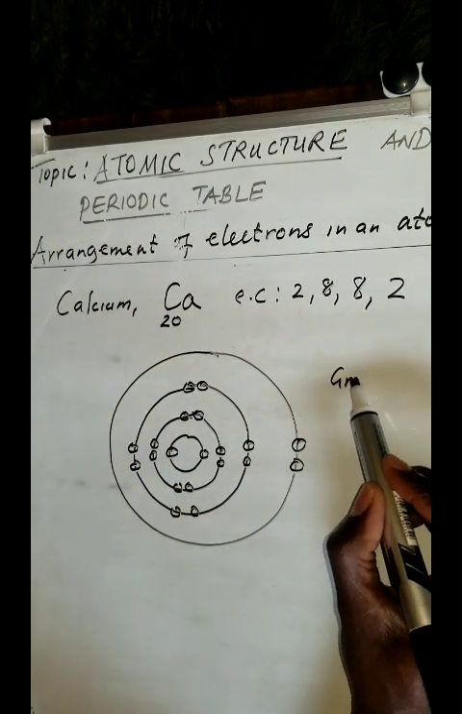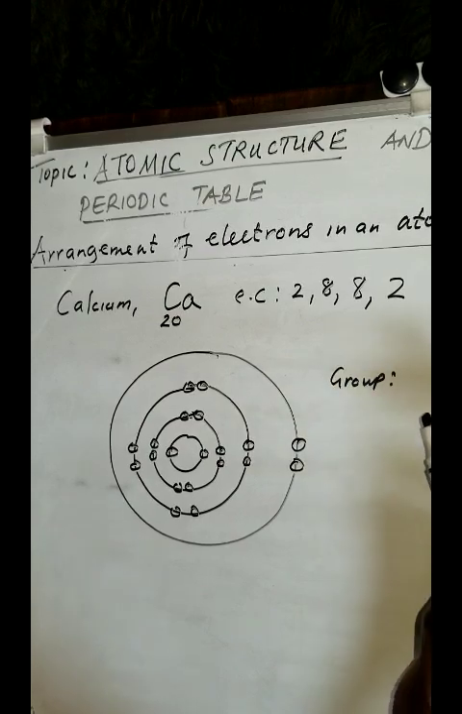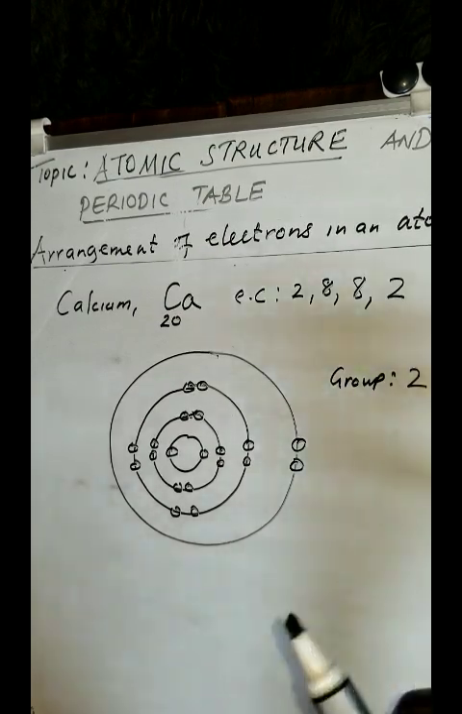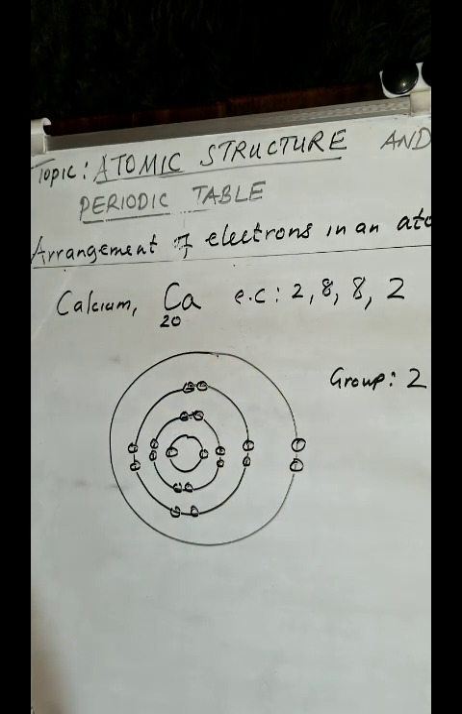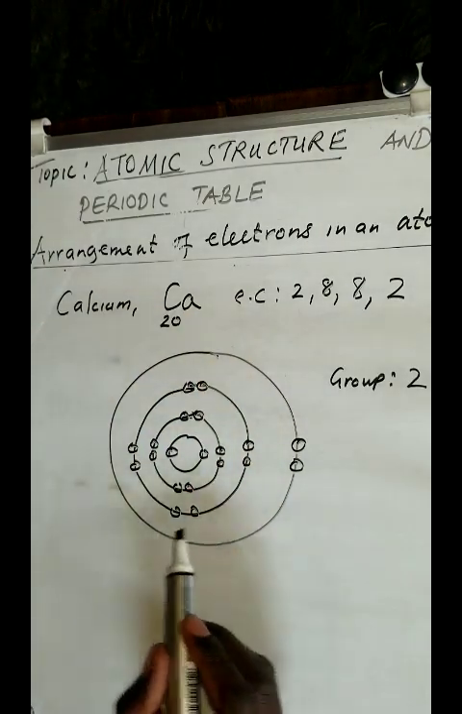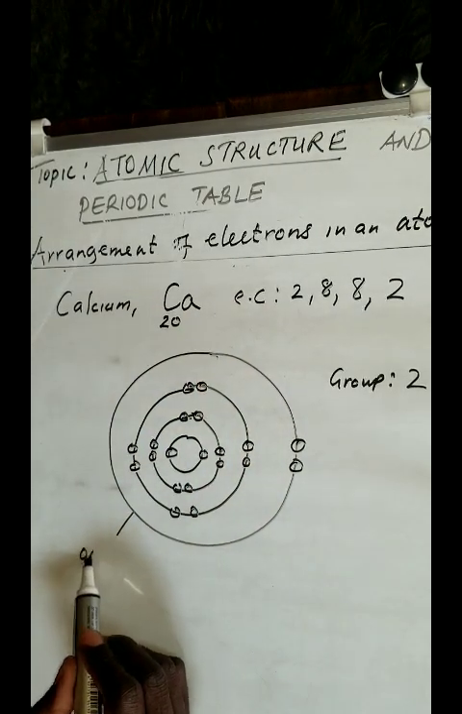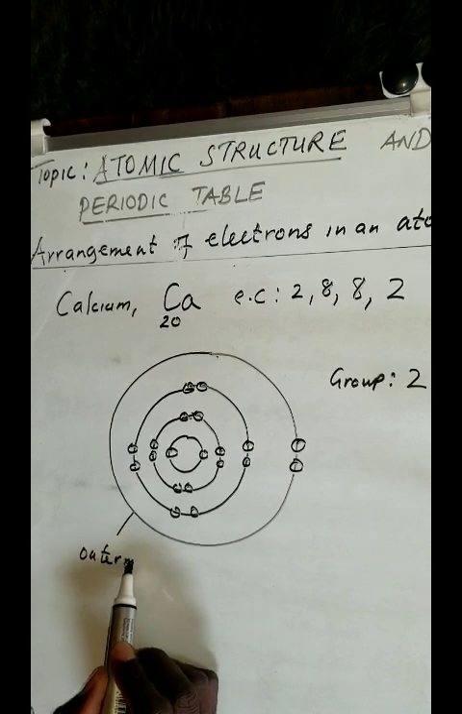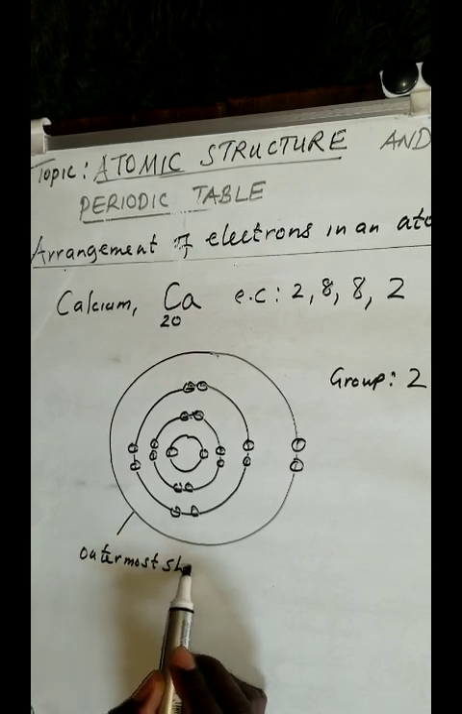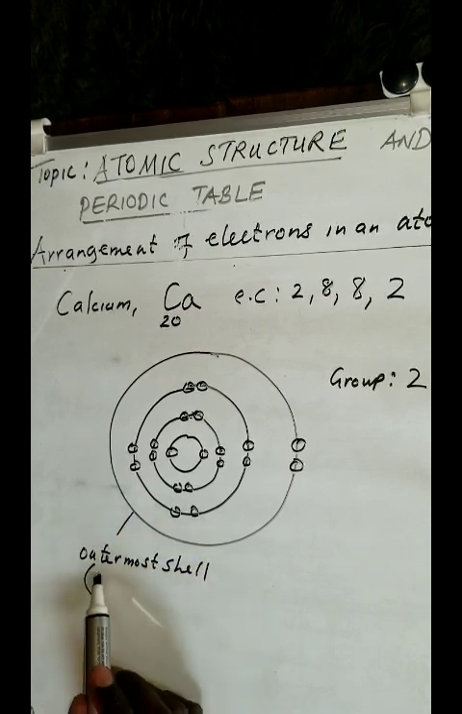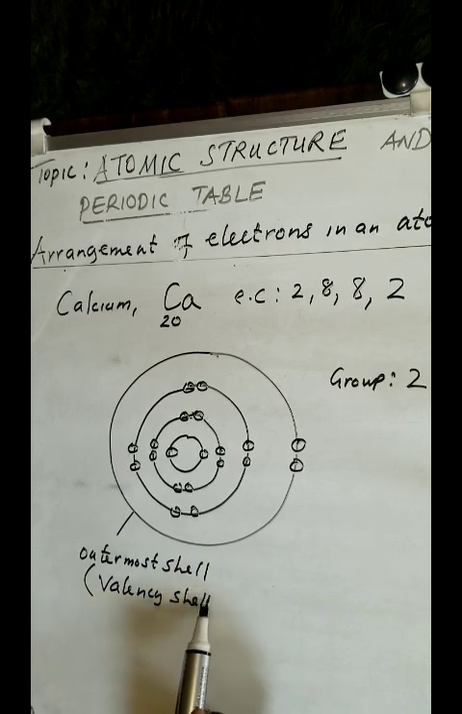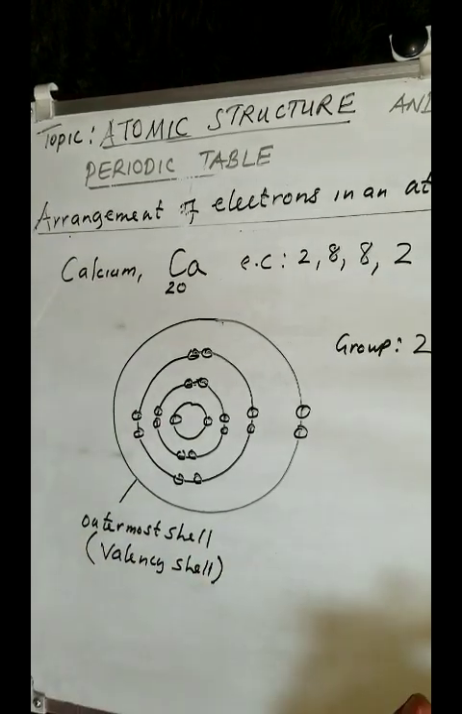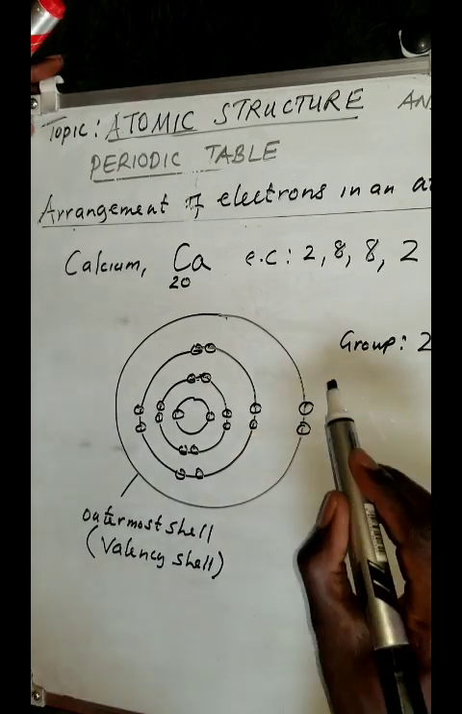So to which group does this element belong? Well, it belongs to group 2 because it only has 2 electrons in the last shell. Remember, like I said, the last shell is also called the outermost shell. And that outermost shell is sometimes known as the valence shell. Don't worry, we are going to talk about that in our later discussion.